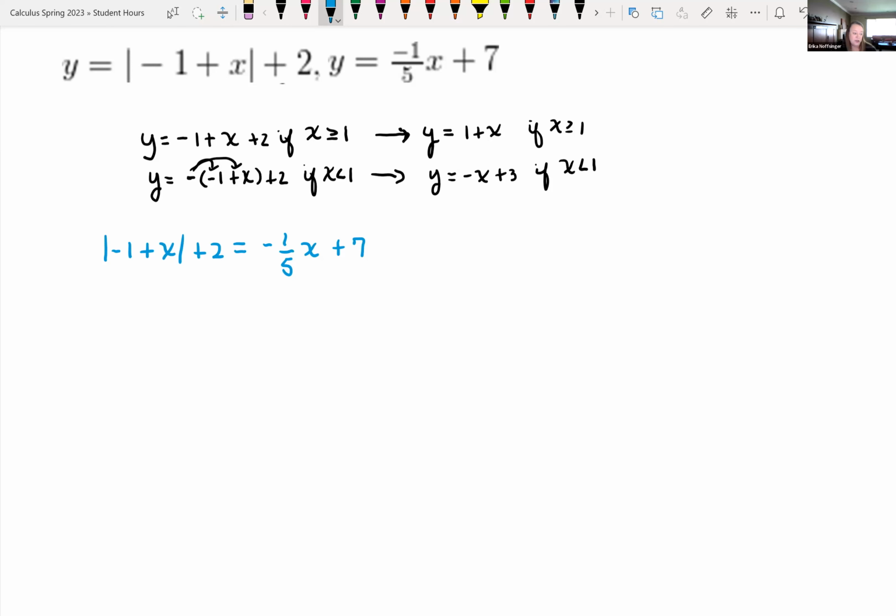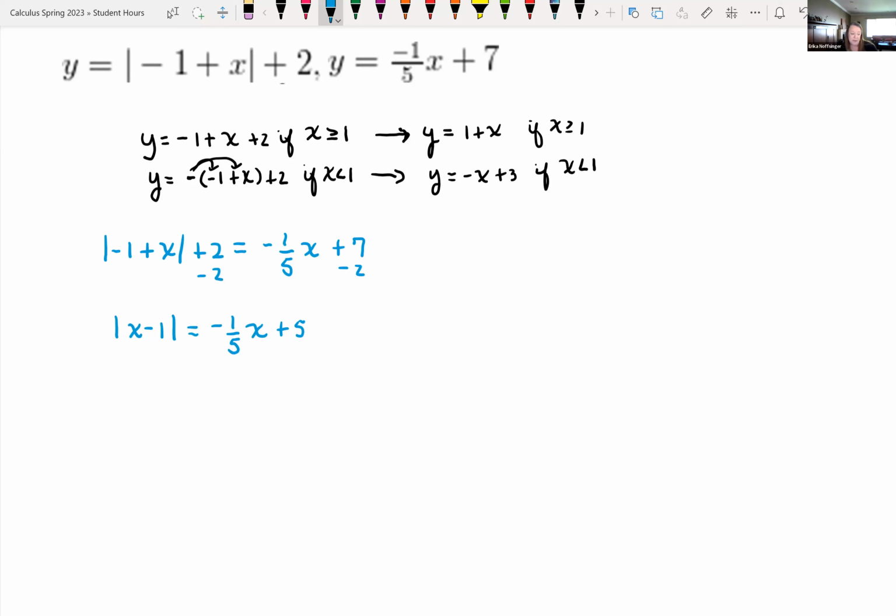So recall when you're looking at solving equations with absolute values, the first step is to isolate that absolute value. So we're going to do that by moving that 2 over to the other side by subtracting 2 from both sides. And so we would get the absolute value. I'm going to just rewrite this as x minus 1 instead of minus 1 plus x. So absolute value of x minus 1 is equal to negative 1/5 x plus 5.